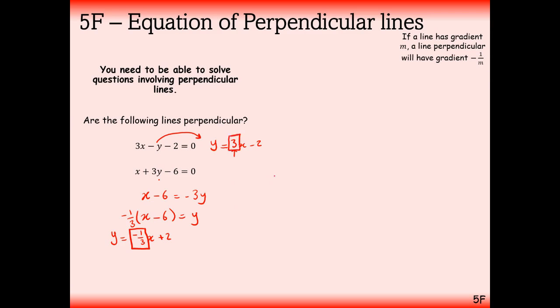Now, if I'm not sure, I just multiply them. What's the product of 3 times minus a third? Wow, it's minus 1. It fits the formula. So they are perpendicular. Okay? Let's look at the next example.